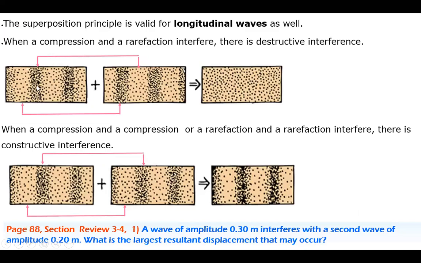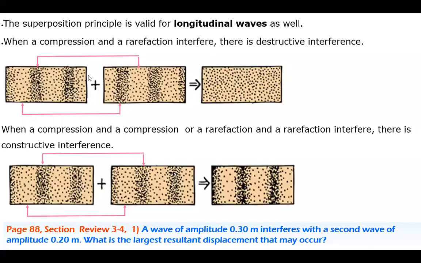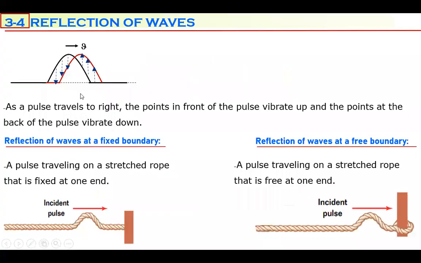In a longitudinal wave, we have compressions, which are compressed regions, and stretched regions. If a compression and a stretched region overlap, like a crest and a trough, the resultant will be 0. It's destructive interference. But if compression and compression, or stretched region and stretched region interfere, they will produce constructive interference. Okay, so we will continue with reflection of waves.